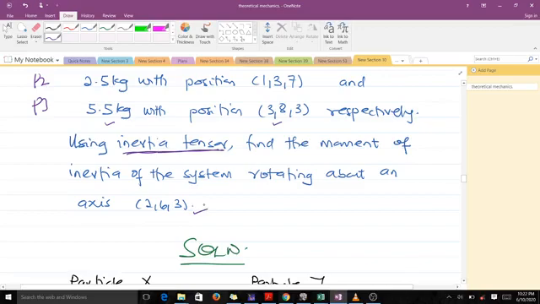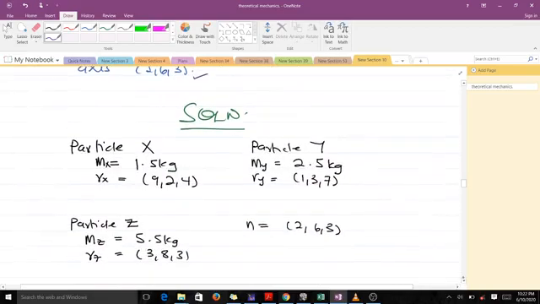Alright, so from the question that we just read, we can gather the following data. So we are naming the three particles, particle X, Y, and Z. With particle X, this is the mass and this is the position. With particle Y, that's the second particle, this is the mass and this is the position. And with particle Z, the mass, the position. And this happens to be our axis of rotation n.